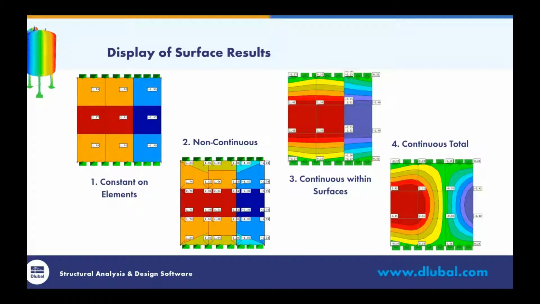Now, the fourth option here, continuous total, is going to use that smoothing algorithm to tie adjacent surfaces together. So now you won't see this hard line between two surfaces, but rather the nice contour will fill between the two adjacent surfaces.